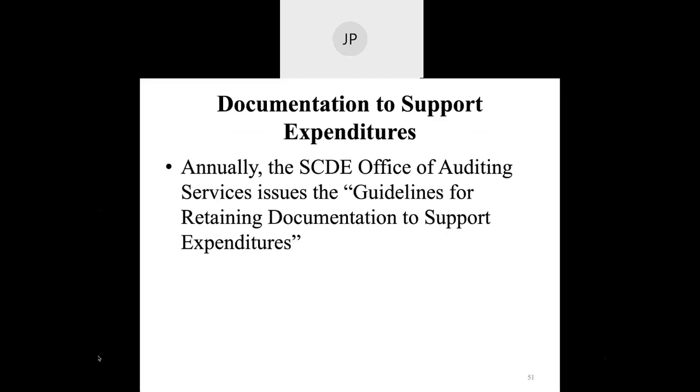Annually, our office issues a document that's called the Guidelines Memo for Retaining Documentation to Support Expenditures. We share this with our federal program directors each year, and we ask them to share it with our subrecipients. So annually, you should be receiving a copy of this memo, and it also is on our website, and I will share the link with you in a later slide where you can access this memo.